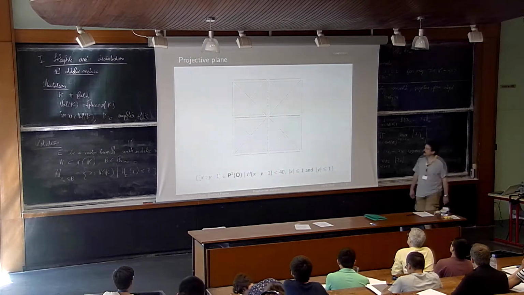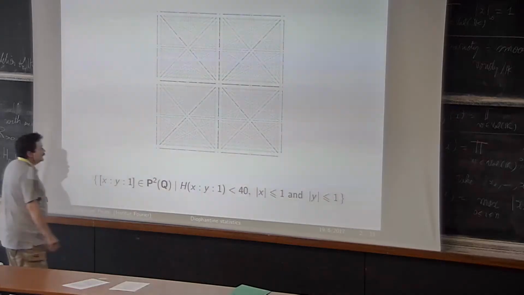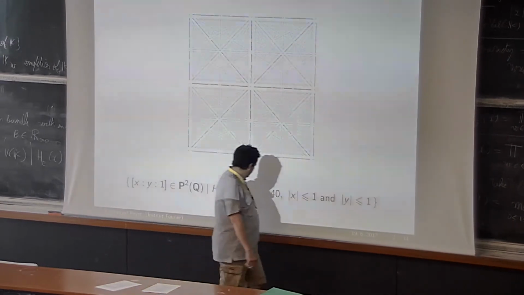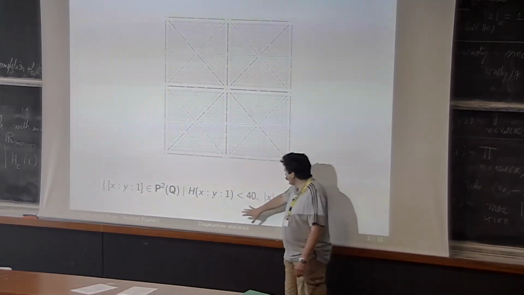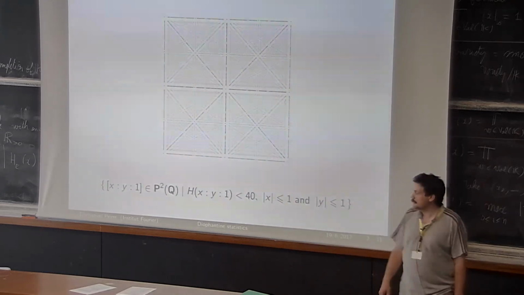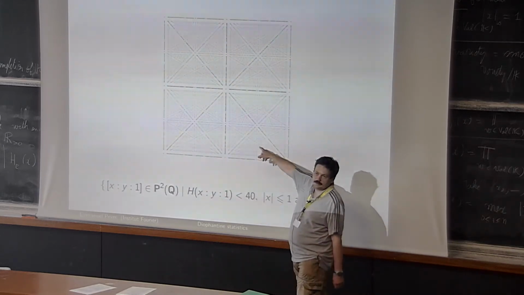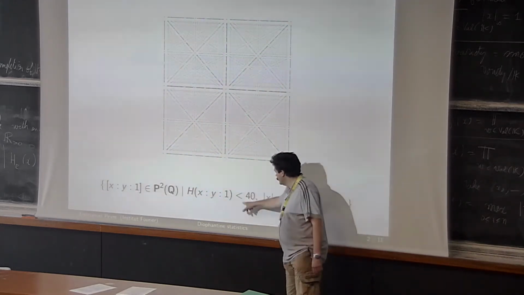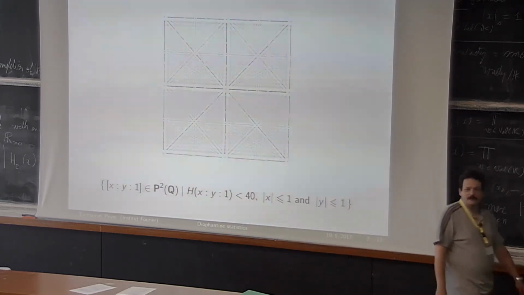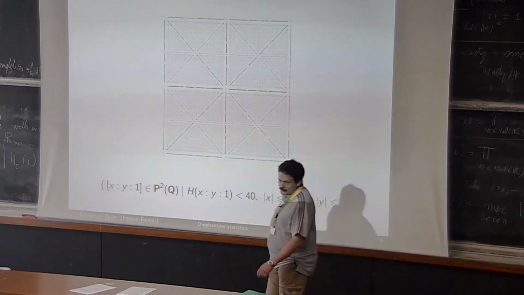So this is the projective plane, P2 of Q. The bound I chose for the height has only one reason to be: it is to make a nice picture. So do not look for a deep meaning in the 40. I should have chosen 42, of course, but I made the wrong choice. Right, so this is the kind of picture you get.